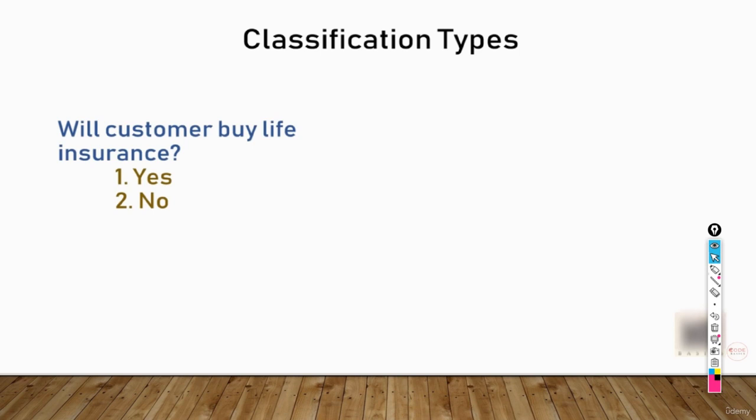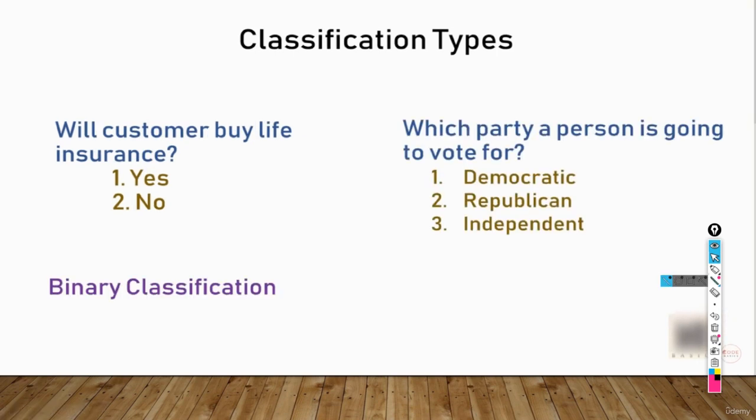So logistic regression is used for classification tasks. Let's see the classification types. We have an example like, will a customer buy life insurance or not? We have two classes here. We are only bounded with two classes, whether he will buy or not. In that case we have only two options from which we are going to predict, and it is binary classification. Binary means two, so you have only two options from which you have to predict.